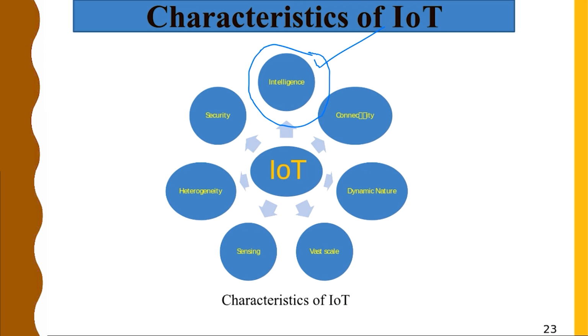Second thing is sensing. I hope you understand, it has many sensors. They can sense the physical phenomena. So when we say connectivity, that is the third thing. It has a network connectivity, and whatever it has processed, that information can be communicated.